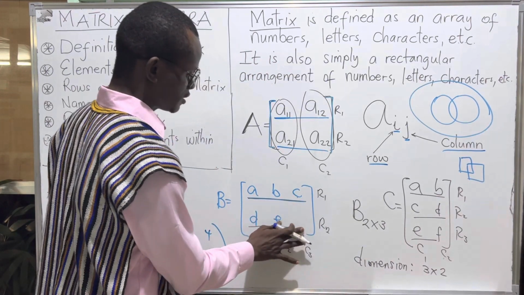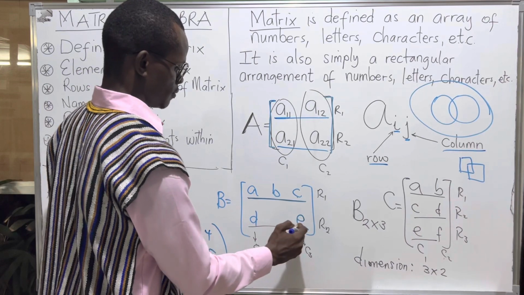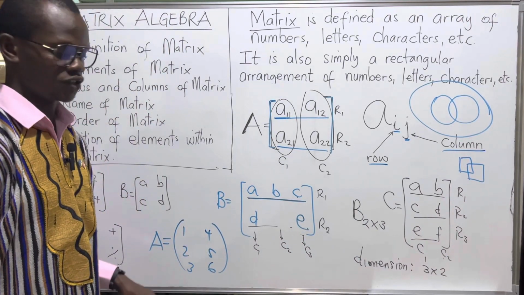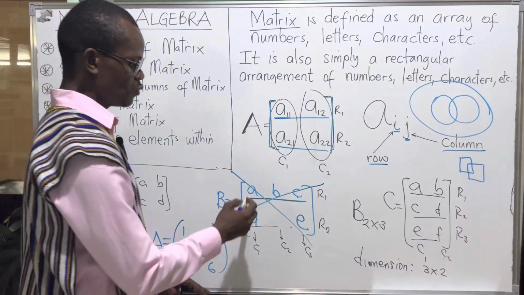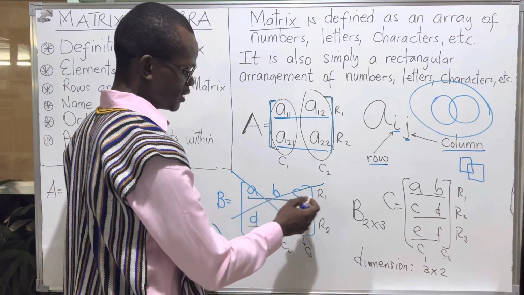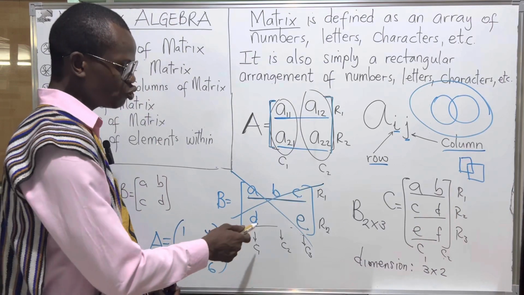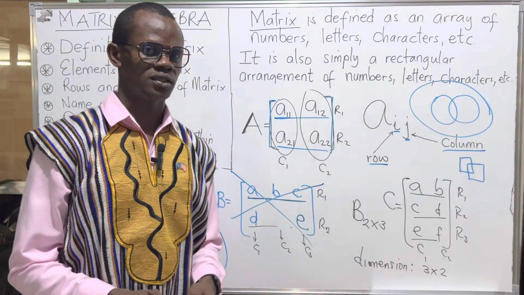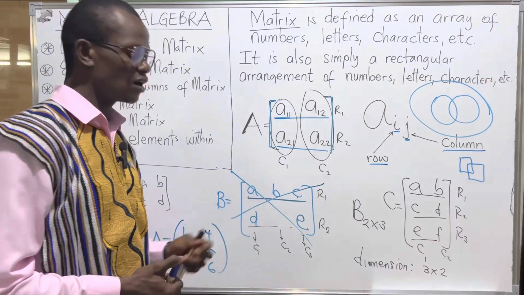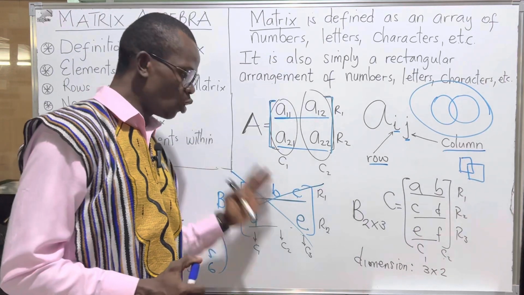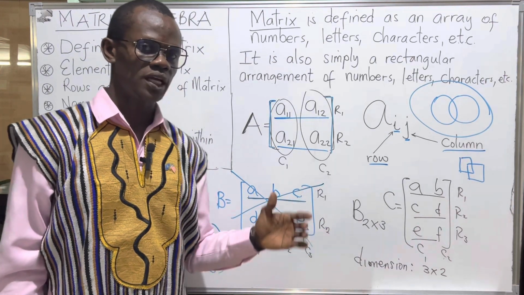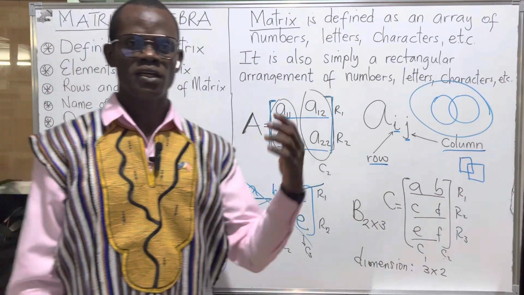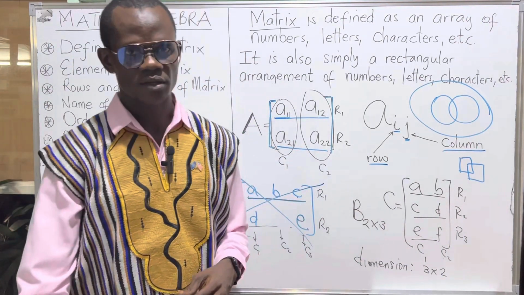Now what if you have this to be matrix B? This is not referred to as a matrix, because in row 1 we have 3 elements, and in row 2 we have 2 elements. So this is not called a matrix. The rows must have an equal number of elements, and the columns must also have an equal number of elements.